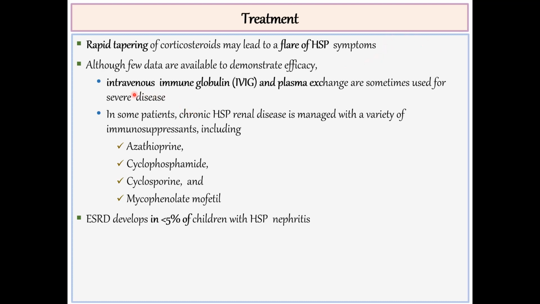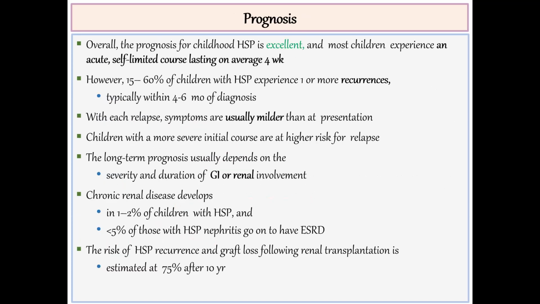Although few data are available to demonstrate efficacy, intravenous immune globulin, IVIG, and plasma exchange are sometimes used for severe disease. In some patients, chronic Henoch-Schönlein purpura renal disease is managed with a variety of immunosuppressants, including azathioprine, cyclophosphamide, cyclosporin, and mycophenolate mofetil. End-stage renal disease develops in 5% of children with Henoch-Schönlein purpura nephritis.